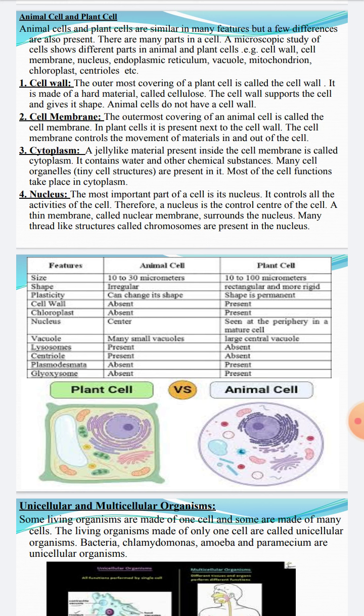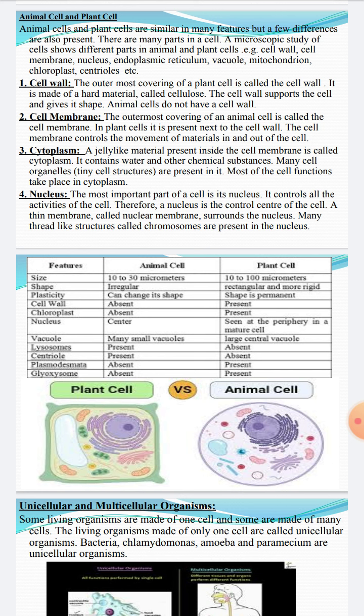Cell membrane. The outermost covering of an animal cell is the cell membrane. In a plant cell, it is present next to the cell wall. It controls the movement of materials in and out of the cell. It is semi-permeable. What is the meaning of semi-permeable? Semi-permeable means that it allows some materials to pass through while other materials can't pass through it. Understand?